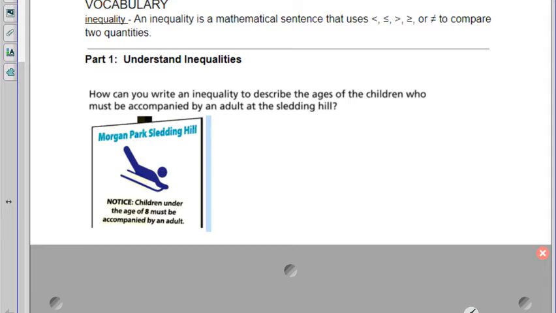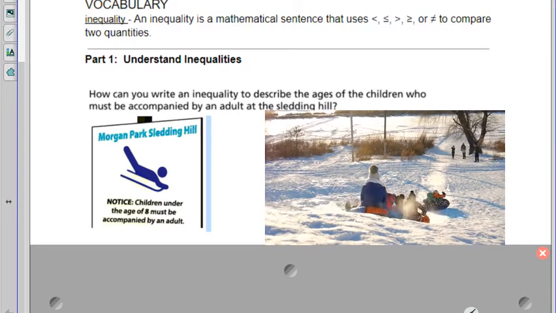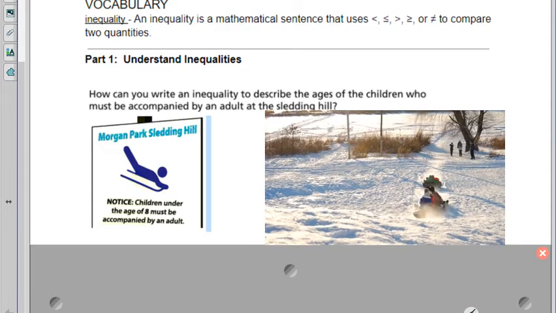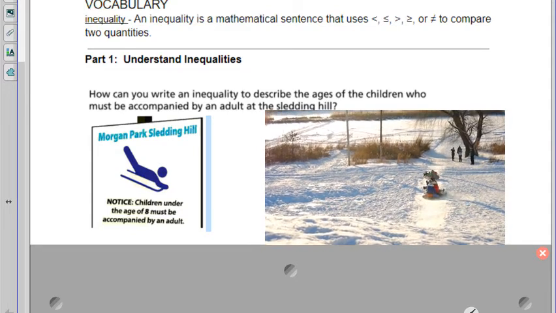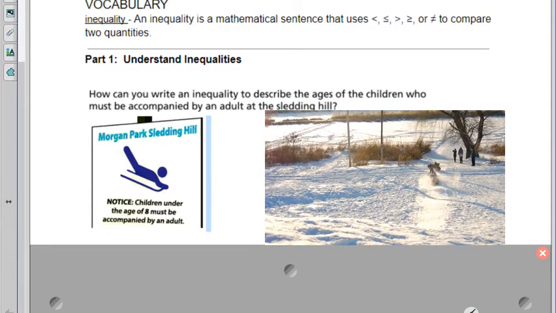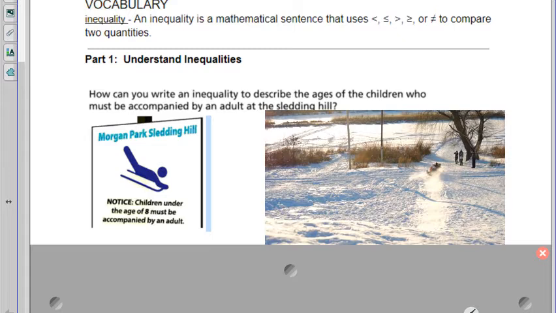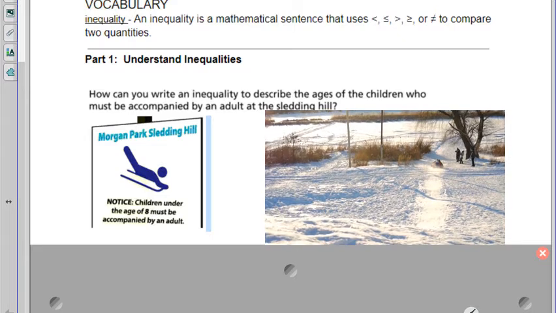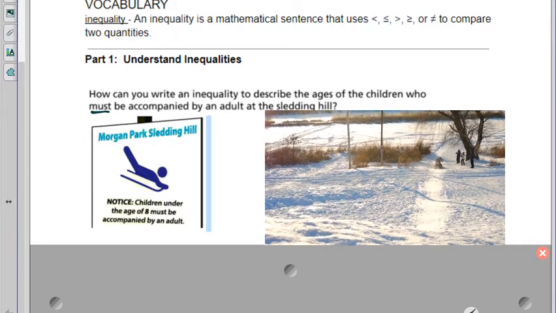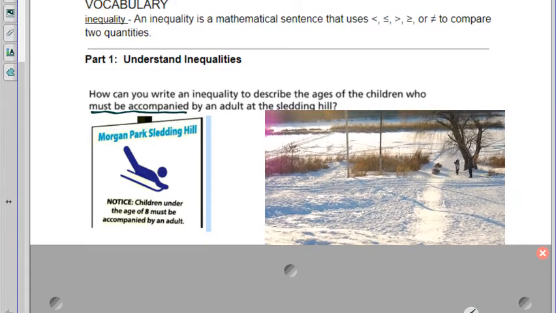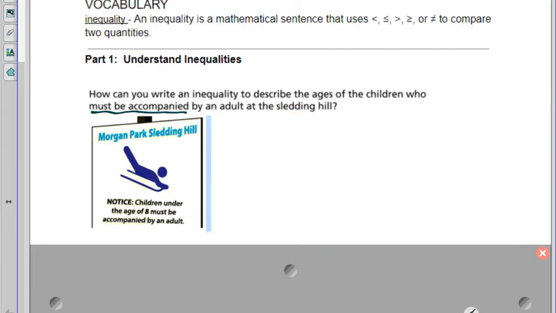All right, let's look at the situation here. We've got this awesome sledding hill. But if you are under the age of 8, you must be accompanied by an adult. It says so on the sign. So I want to try and describe the ages of the children who must be accompanied by an adult. Well, let's list some possibilities.